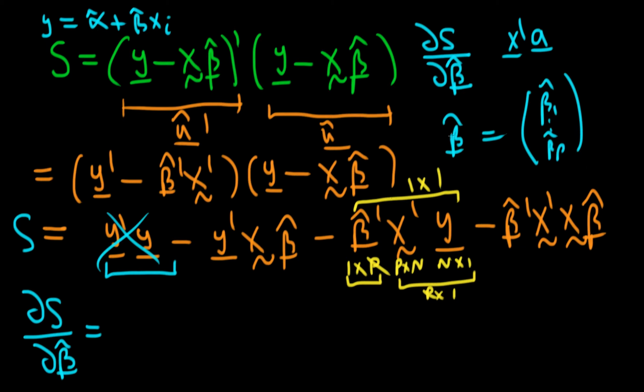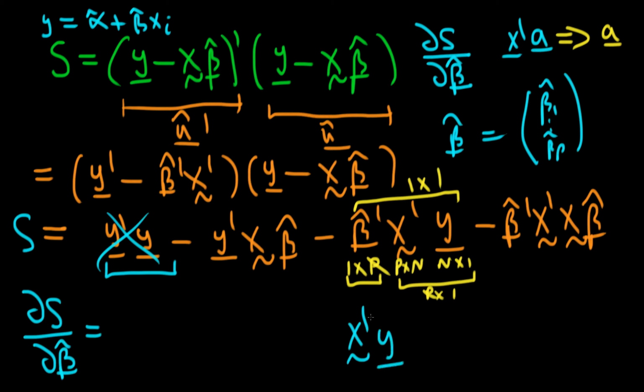Okay, so because we've got a scalar quantity, we can appeal exactly to what we had before when we were differentiating x primed a with respect to x. We said that when we differentiate x primed a with respect to x, we just got out a. Although in this case, we're differentiating with respect to beta hat. So what does this third term contribute? Well, it contributes our x primed times y, because we differentiated with respect to beta hat.